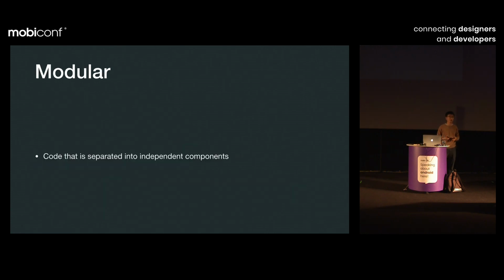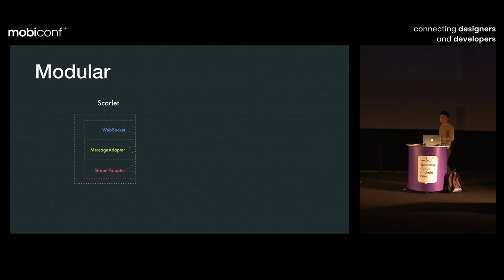Scarlet is also modular, meaning that it consists of modular components that can be developed independently. We identified a few key components and created well-defined abstractions for them. We made them into plugins. WebSocket, which is the first plugin, is an interface. It hides the specific WebSocket implementation from Scarlet.